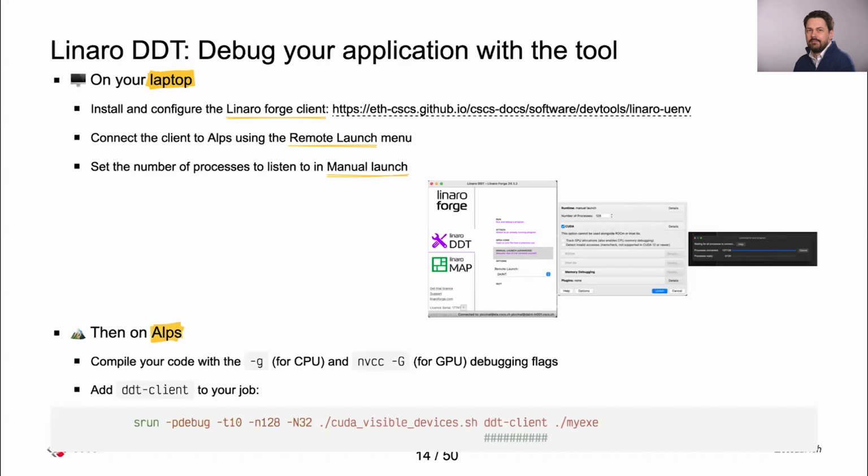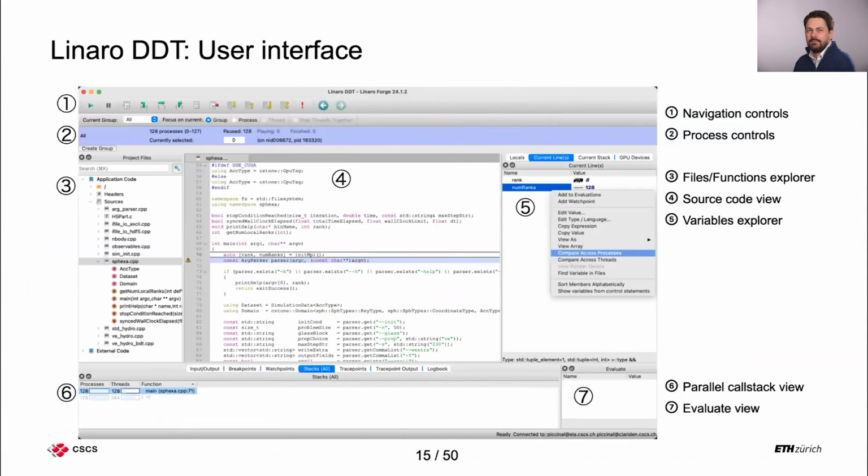So you go to Alps, you recompile your code with debugging flags for the CPU and the GPU, and then you add the DDT to your job script. And what will happen is that on your laptop, the client will, by default, stop on the first call to MPI init. And that's what you will see.